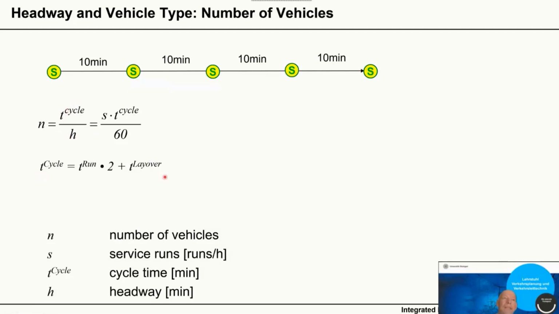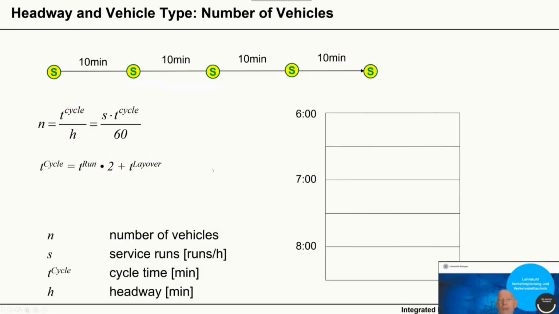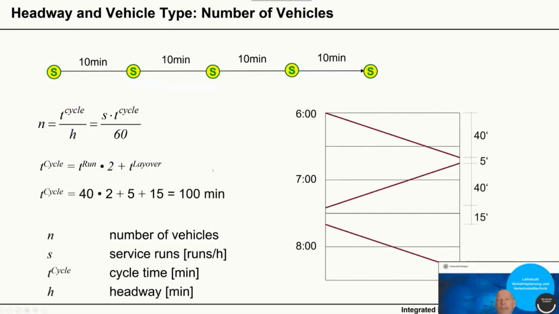So we need to determine the cycle time. The cycle time is the run time in one direction multiplied by 2, because we have 2 directions, plus the layover time. If we do that in one example, this is what our timetable could look like. We have 40 minutes running time, then layover time 5 minutes, 40 minutes running time, maybe a driver break here or some other reason, recovery time 15 minutes. That would lead to a cycle time of 100 minutes.